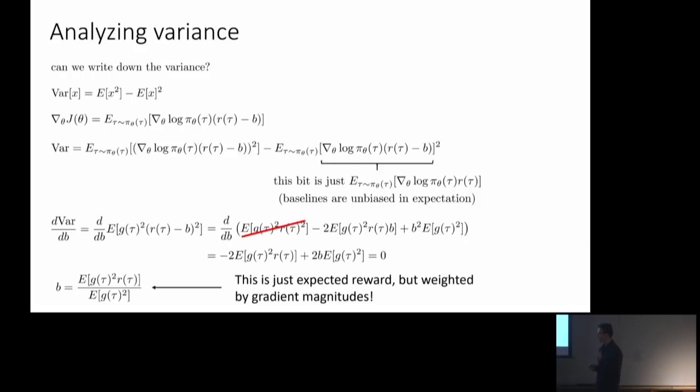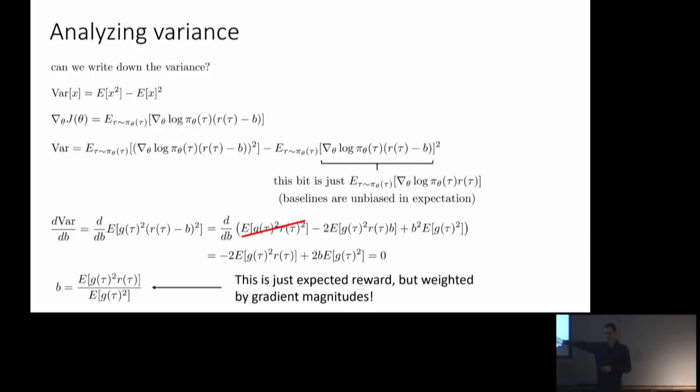This is a little subtle. If I have multiple parameters, these g's are actually vectors. And the square here is per element. And the b is per element. So I have a separate baseline for every element in my parameter vector. And that b is given by the expected reward weighted by the magnitude of the gradient of that element. So if some sample has a really big value for the gradient of, like, entry 0 in my parameter vector, that sample is going to affect the baseline more. So this is the optimal baseline.